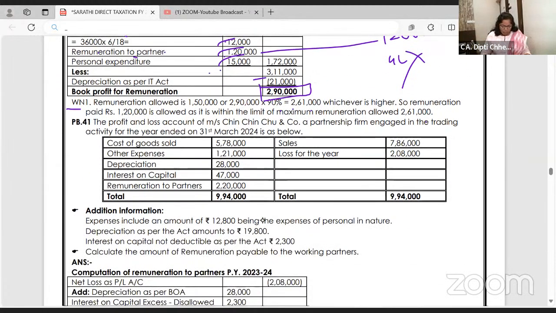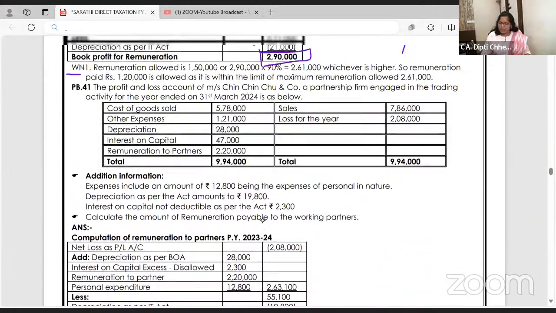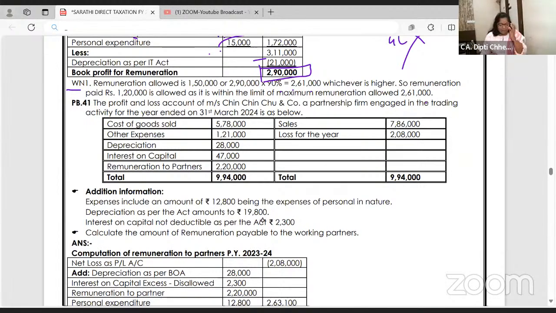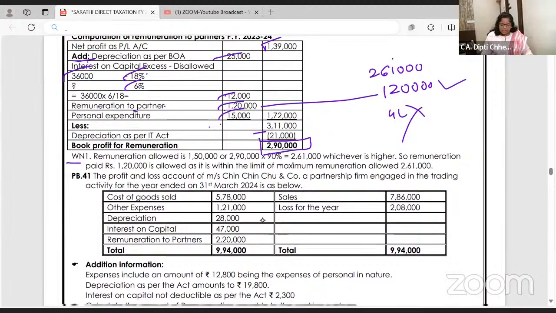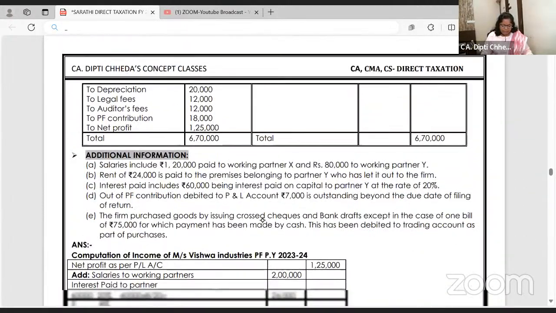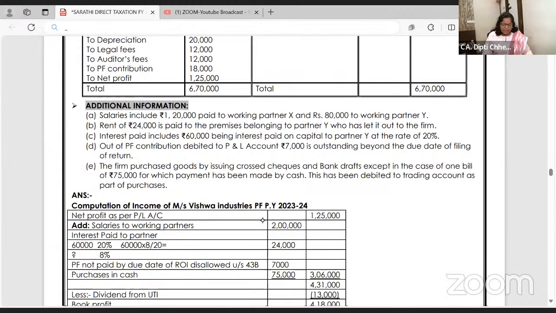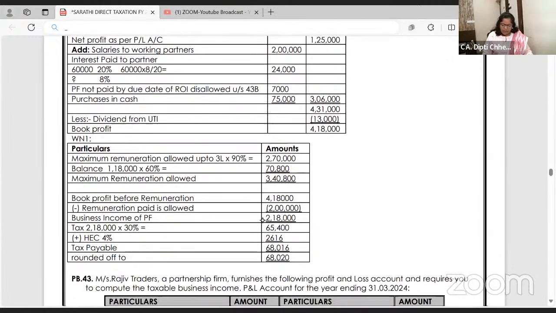Right. One more problem we will take up. There are so many problems I have given, but one more. Is this clear? Okay ma'am, let us do one more, this Vishwa problem, in which there are some add and less, net profit, add and dividend and all. So your book profit is coming to 4,18,000. Now 4,18,000 is the book profit.